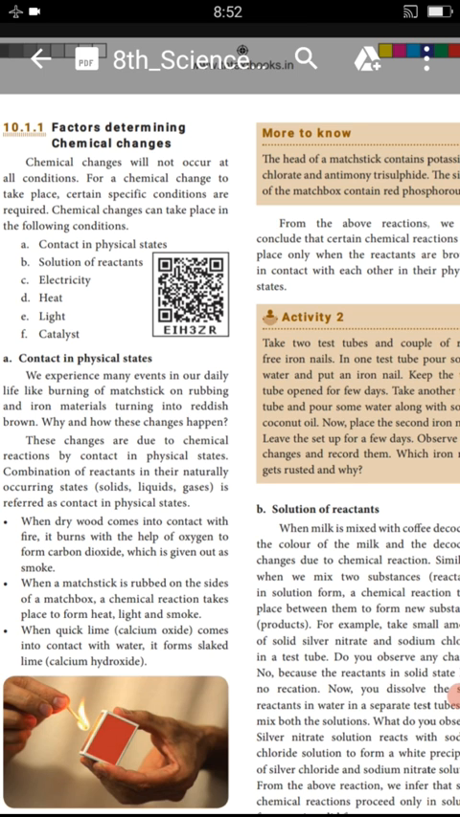Next one is when a matchstick is rubbed on the side of the matchbox, a chemical reaction takes place to form heat, light and smoke. Third, when quicklime, that is calcium oxide, comes into contact with water, it forms slaked lime, that is calcium hydroxide. From this, we can conclude that certain chemical reactions take place only when the reactants are brought into contact with each other in the physical state.